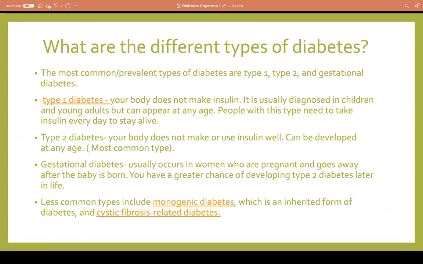Gestational diabetes usually occurs in women who are pregnant and goes away after the baby is born. You have a greater chance of developing type 2 diabetes later in life if you have gestational diabetes during pregnancy. The less common types of diabetes include monogenic diabetes, which is an inherited form of diabetes, and cystic fibrosis related diabetes, which occurs when you have the cystic fibrosis disease.